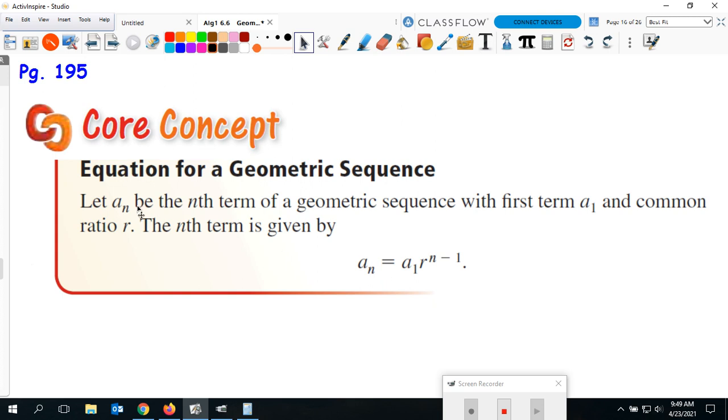It says let a of n, that's where it starts here, be the nth term of the geometric sequence. So it could be like, if we want to find the 10th term in the sequence, that would be a of 10. So n would be the term of that sequence.